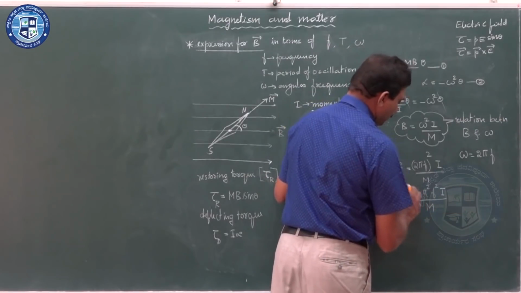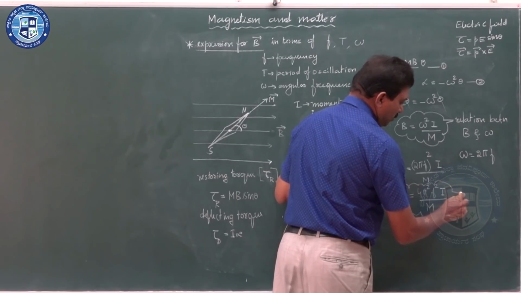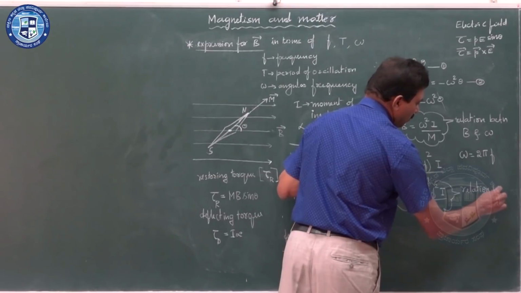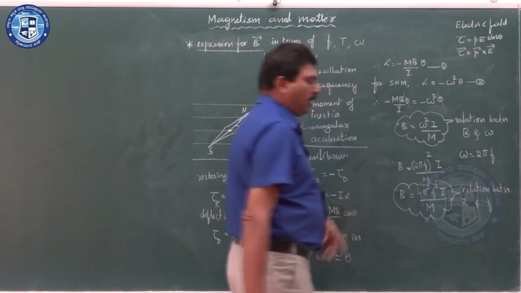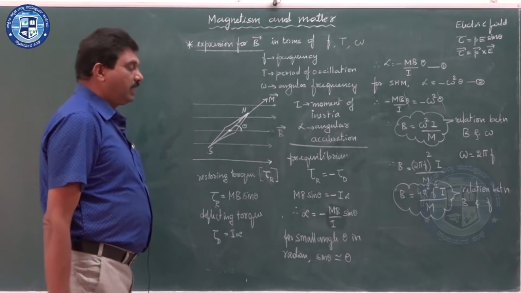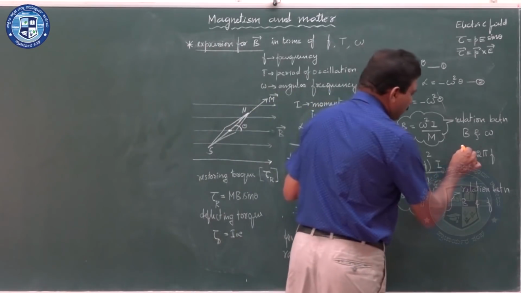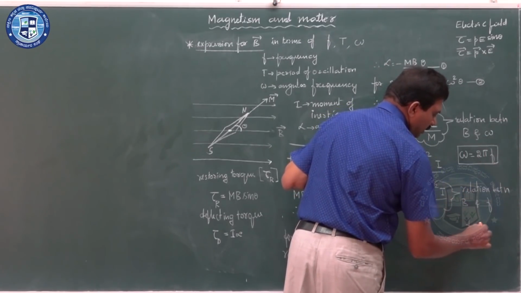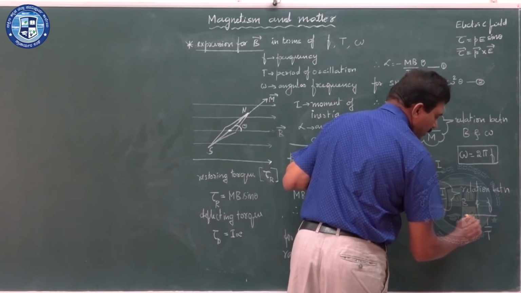So, this is the relation between magnetic field and frequency. That is, magnetic field is expressed in terms of frequency of oscillation. Now, use one more formula, that is a relation between frequency and time period. Relation between frequency and time period.